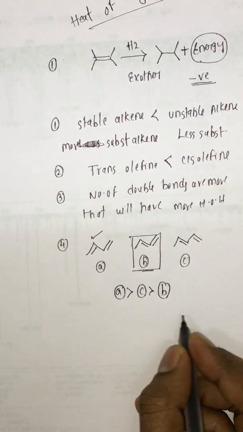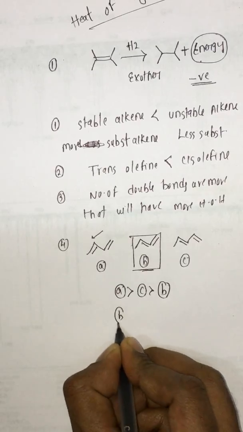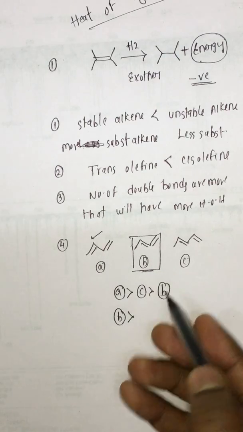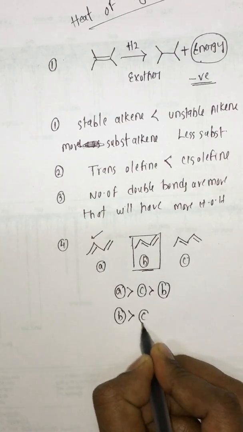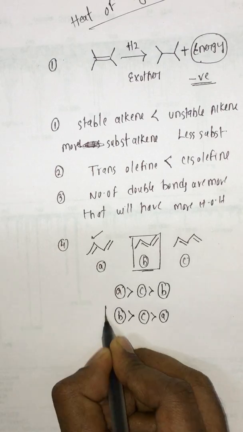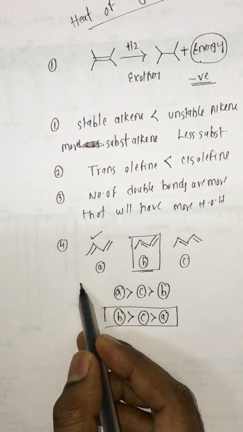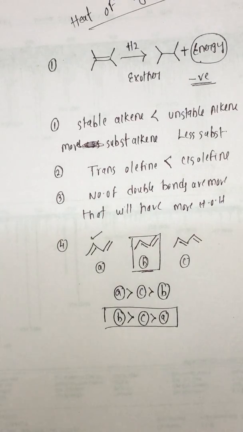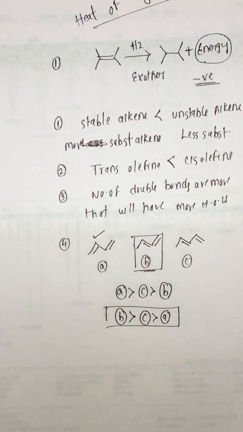So now the heat of hydrogenation order will be reverse. B will have more heat of hydrogenation energy because it's less stable, and next C comes and A comes at last. So this is the heat of hydrogenation order for conjugated, cumulated and isolated systems. So these are the 4 points we need to remember. And now we'll go for the question.